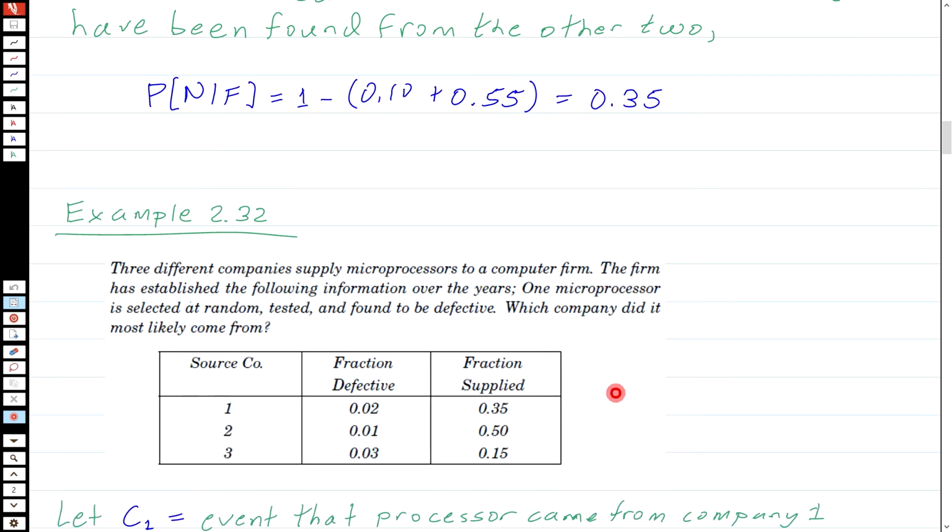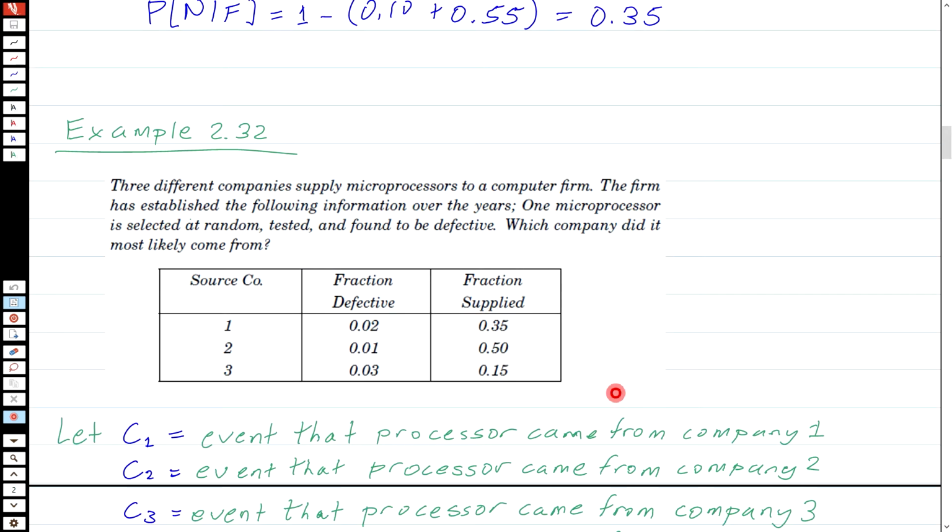Okay, another example is as follows. Let's suppose 3 different companies supply microprocessors to a computer firm, and the firm has established the following information over the years.